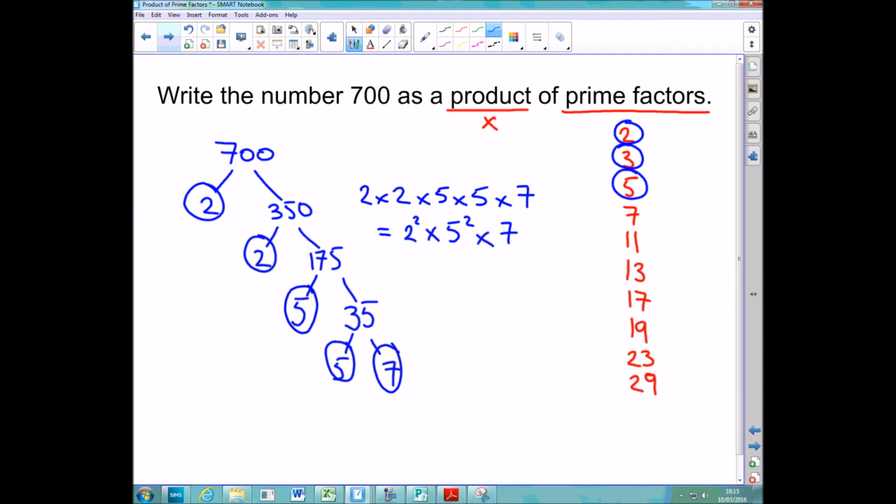Again, if I had 3 2's there, I'd have a power of 3. If I had 4 5's there, I'd have a power of 4 at the top. Okay, so this is sufficient to get all my marks there.